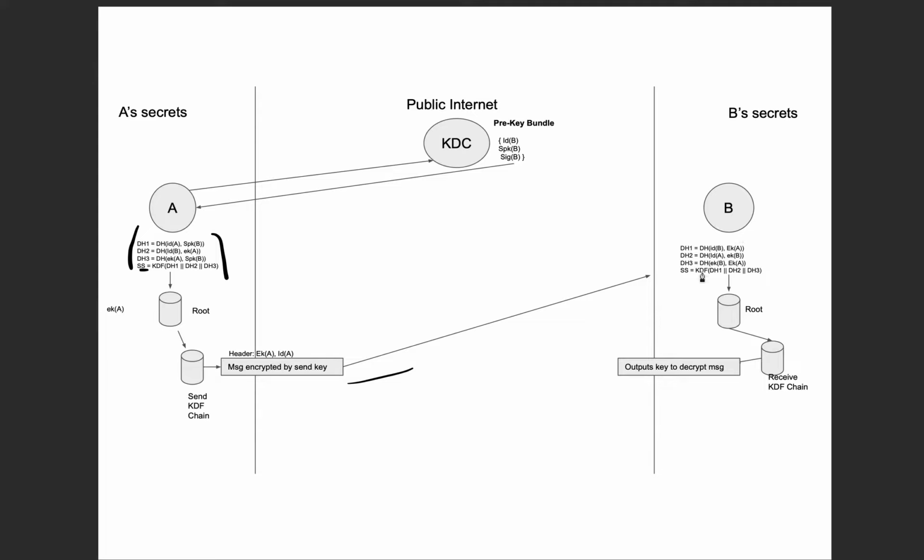So Bob will get the message, he'll do the Diffie-Hellmans just like she did, come up with the shared secret, use his own private ephemeral key, and initialize his root chain. But Bob is receiving instead of sending. So he'll actually here initialize his receiving chain with the output of the root chain.